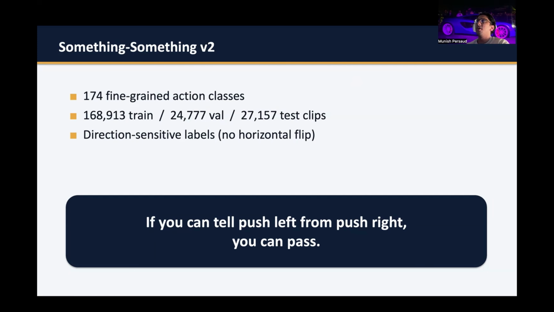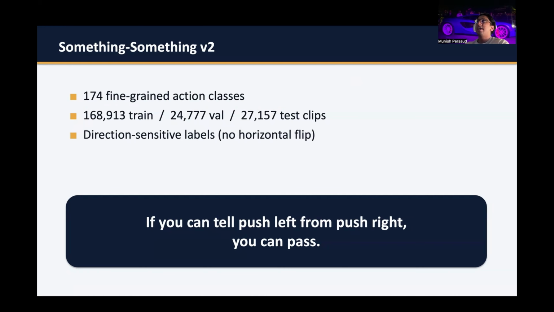Each clip is a short video of a hand doing something to an object on a table: picking it up, putting it down, tearing it, plugging it in. Nothing fancy. There are 174 action classes, and every label is a templated sentence with placeholders. The hard part is that the labels are direction sensitive. For example, pushing something from left to right is a different class than pushing something from right to left.